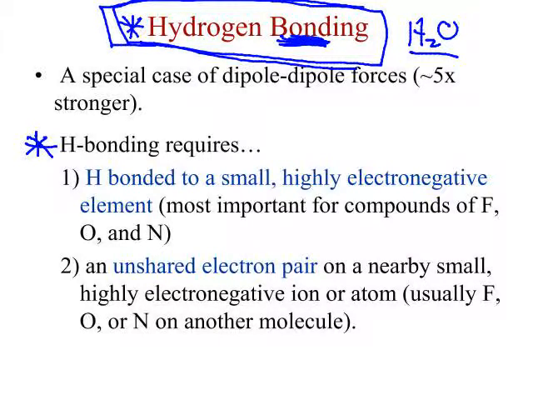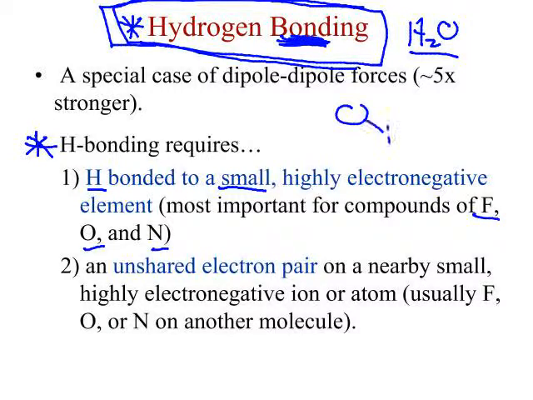But what this requires is that the hydrogen atom in something has to be bonded to a small, highly electronegative element. This is really only going to be cases where hydrogen is bonded to either fluorine, oxygen, or nitrogen. So here's the reason why that is.